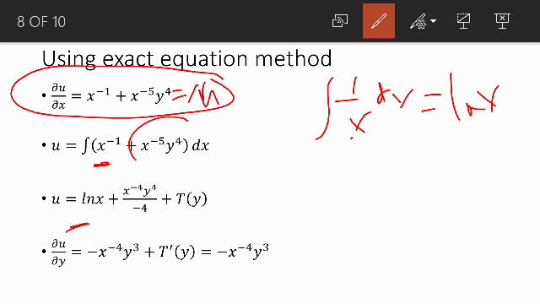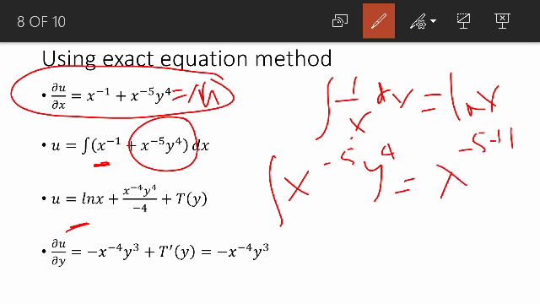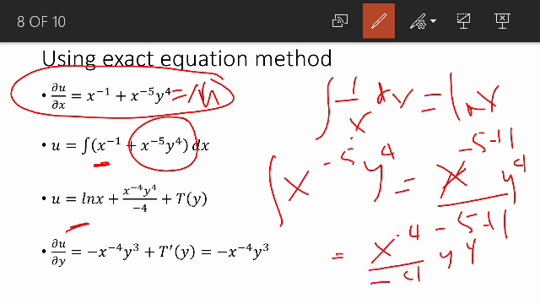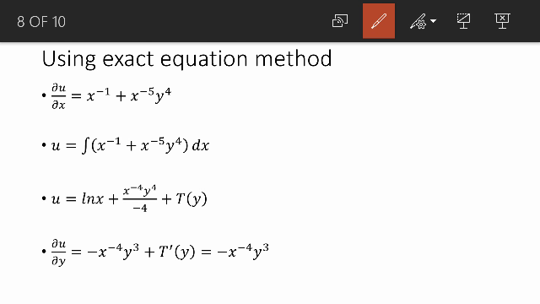Then here, how do we integrate this with respect to x? We are going to get the integral of x raised to power minus 5 y raised to power 4, which is the same thing as saying x raised to power minus 5 plus 1 all over minus 5 plus 1, but y raised to power 4 is there. Remember, we are integrating with respect to x. So that's going to give us x raised to power minus 4 all over minus 4, then y raised to power 4. That's exactly how we got this. Then whenever you are integrating with respect to x, your integration constant is a function of y. Okay, so that means your u now is equal to this, the whole of this.